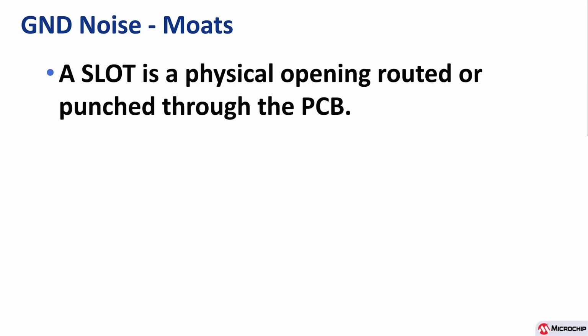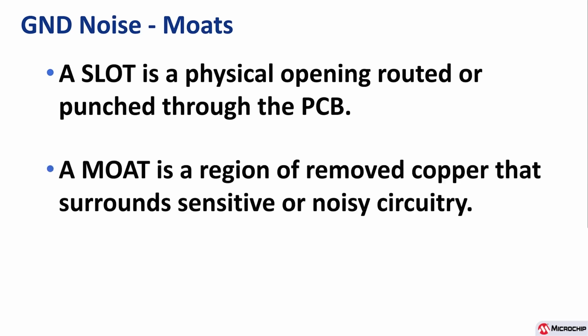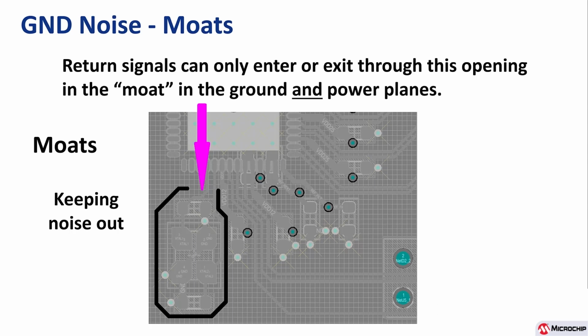Now, a moat and a slot are different. A slot is a physical opening routed or punched through a PCB. A moat is a region of removed copper. So the layer's still there. It just doesn't have trace. It doesn't have copper in it. That prevents a current, a return path, from going across that particular region. A moat isolates power and return currents. That's its purpose.